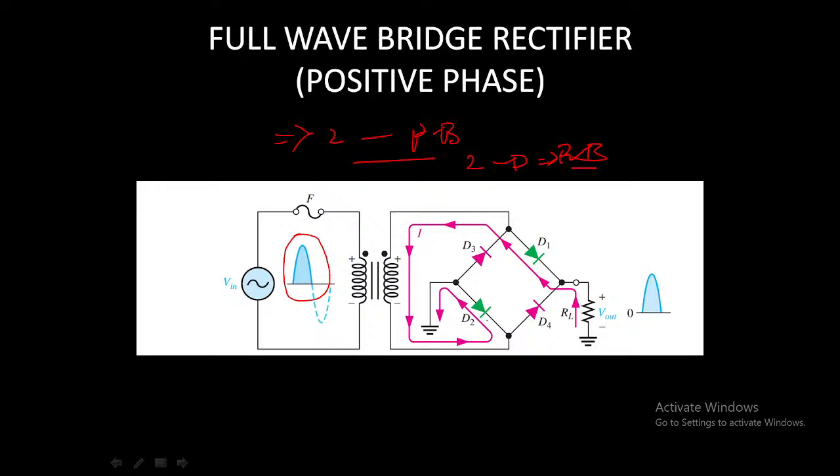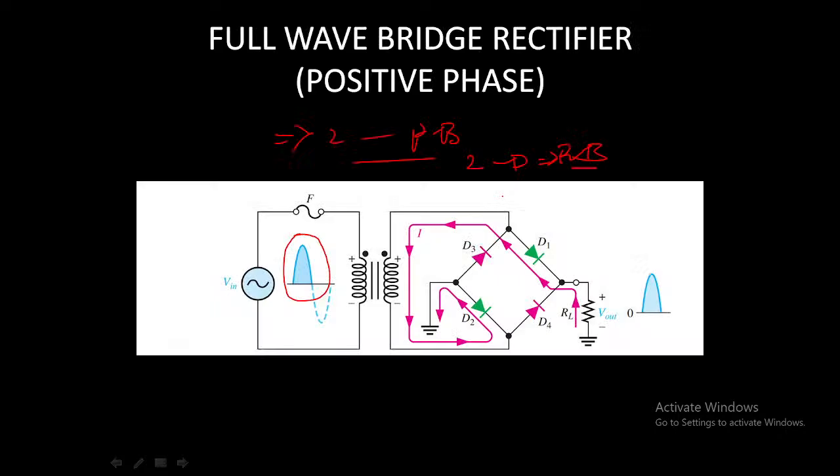Here, if you observe the current direction, D1 and D2 will be forward biased and D3 and D4 will be reverse biased. I will write it here.